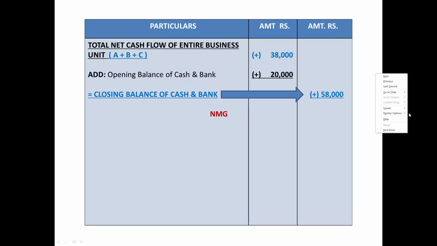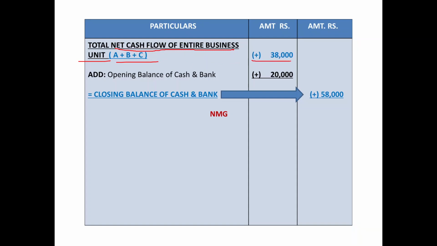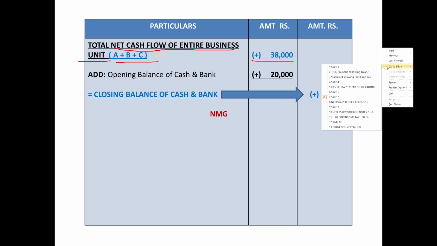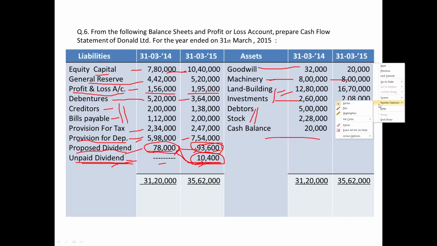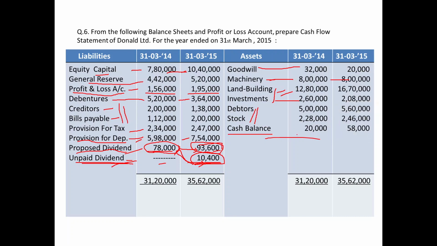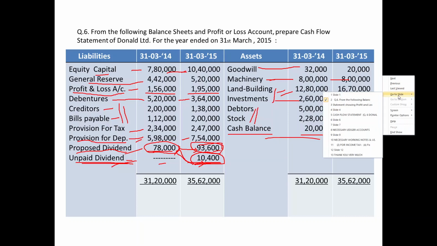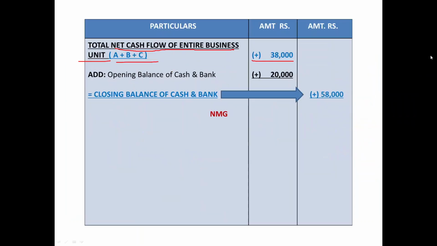Ultimately, how much cash flow has been generated by the business during the year? Net cash flow of entire business unit A plus B plus C, that gives plus 38,000. Let us verify the opening as well as the closing balance of cash and bank from the balance sheet. Have a look on the asset side. Last item, cash balance, opening 20,000 and closing 58,000. Let us add the opening balance, rupees 20,000. Add opening balance of cash and bank plus 20,000. That gives the closing balance of cash and bank 58,000. We already saw it in the balance sheet.